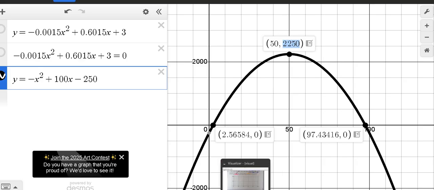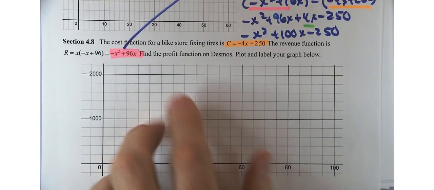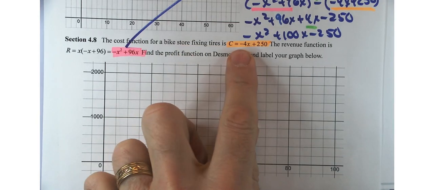One of them comes from the context of the problem. Bike store fixing flat tires. X is the number of flat tires here for us.